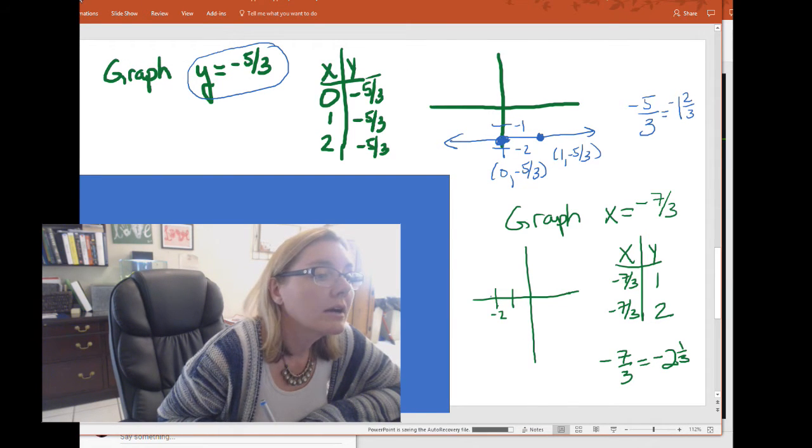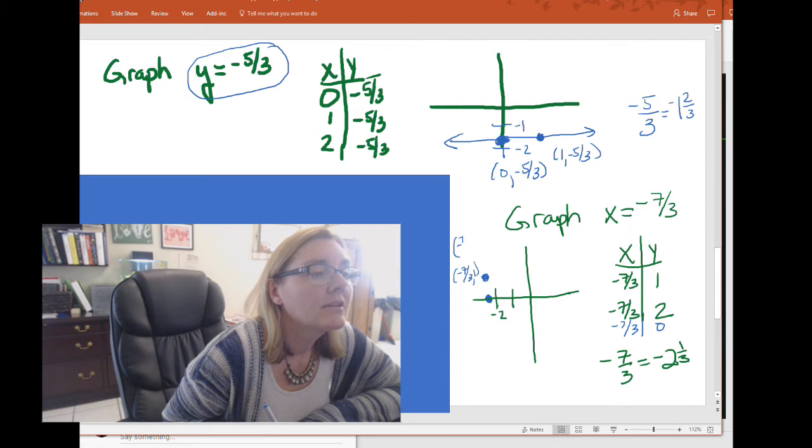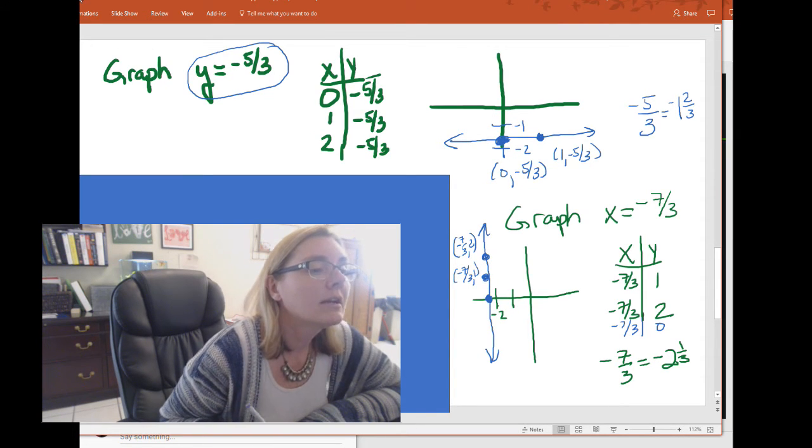So here we are at negative 2 1/3, negative 7/3. I didn't put it on here, but that would be negative 7/3, 0. Negative 7/3, 1 would be here. And negative 7/3, 2 would be up here. And we would see just by plotting those that we're getting a vertical line.